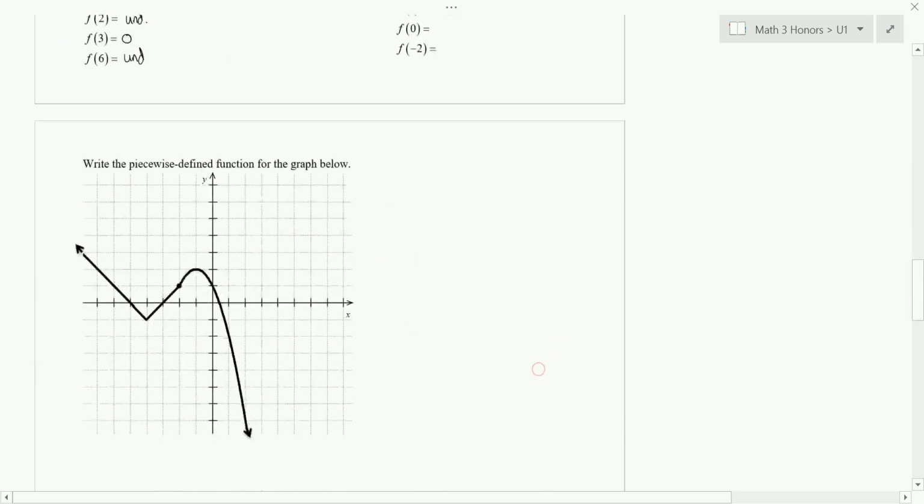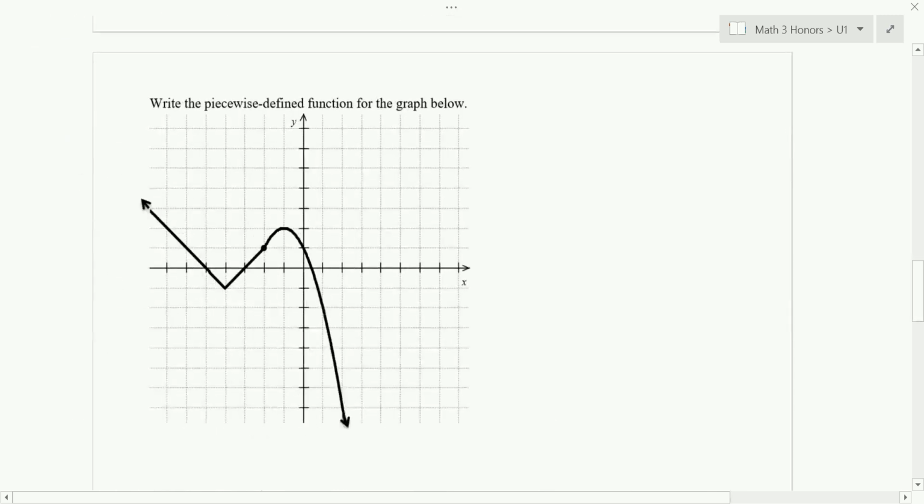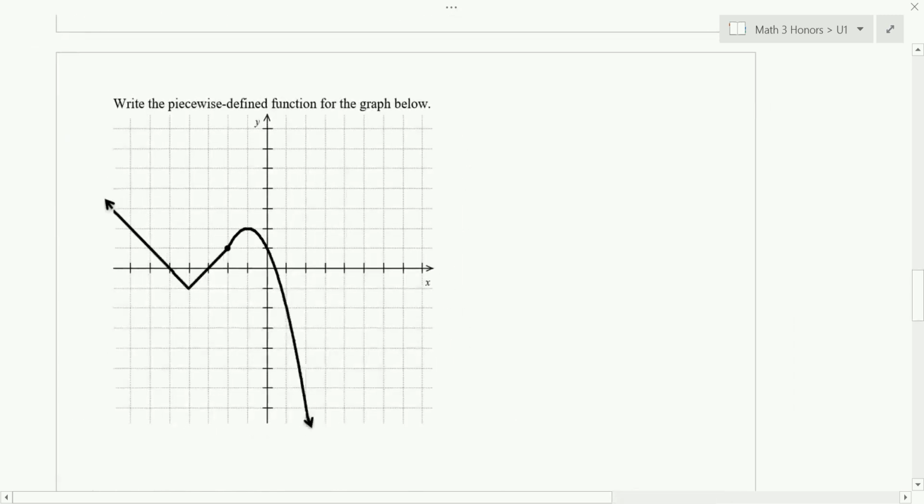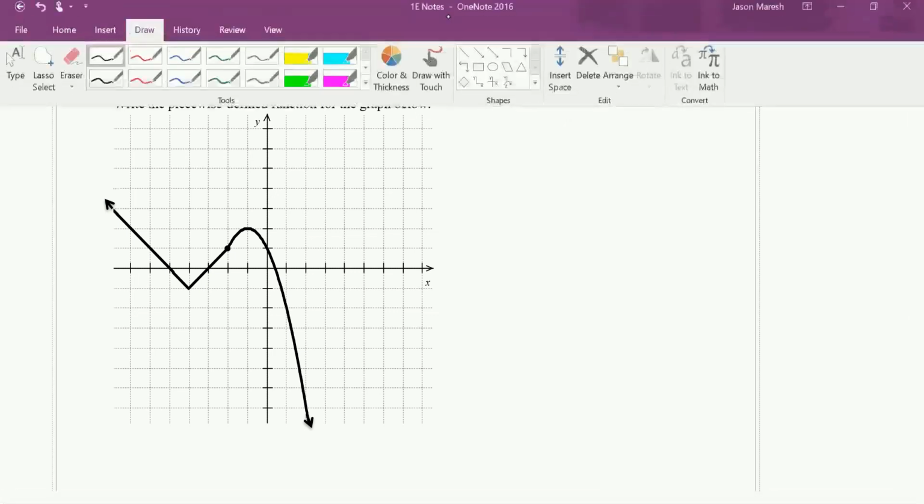I want to now go the other direction. So where we have a graph, we got to write the equation. Okay. So when you're writing an equation, you first want to decide how many pieces are there. And you have some options on this one, maybe. How many pieces do you see? You see 2 pieces?